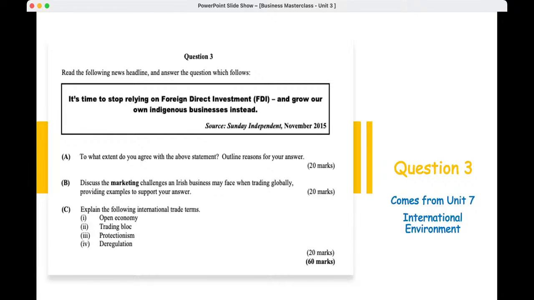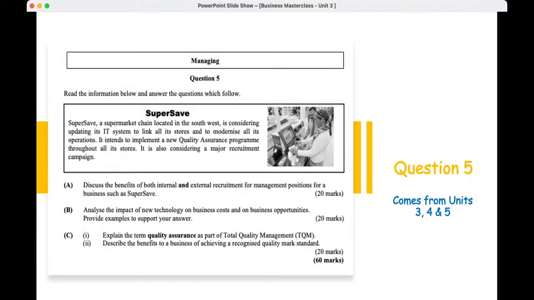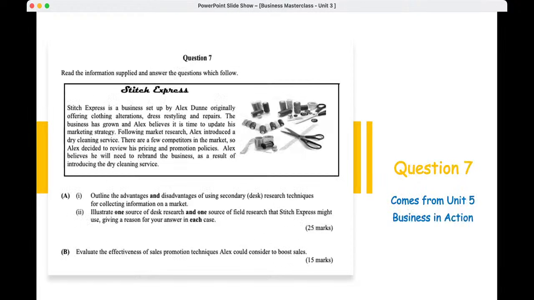Question 4 comes from units 2, 3, and 4. Question 5 comes from 3, 4, and 5. Question 6 is from 3, 4, and 5. And then question 7 is always from unit 5, business in action. It's really important for you to know where the questions actually come from, because it can really help you with your studies.